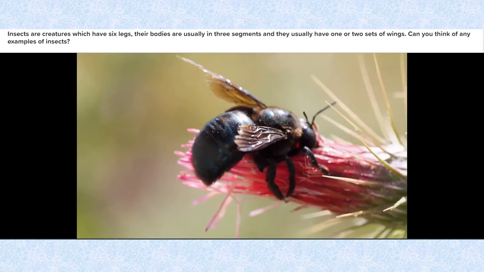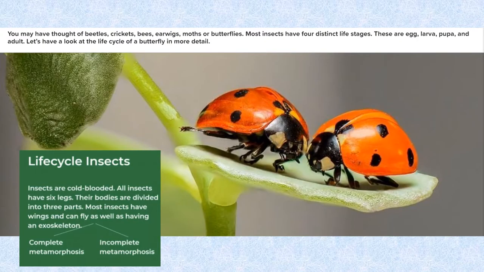Can you think of any examples of insects? So just take a second to think whether you know any types of insect. There's one in the picture here already. I'm sure you could think of lots of them. Well done. So you might have thought of beetles, crickets, bees, earwigs, moths, butterflies. Most of these insects have four distinct stages of their life, and those are an egg, a larva, a pupa, and an adult. So we're going to have a look at a few of those in more detail.